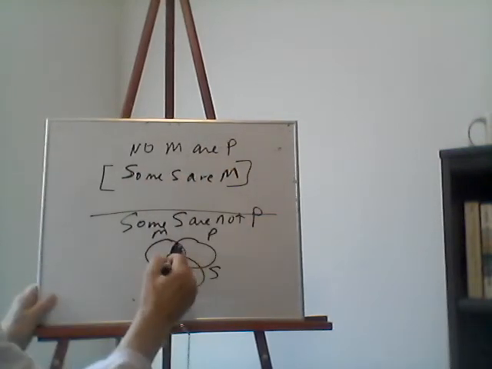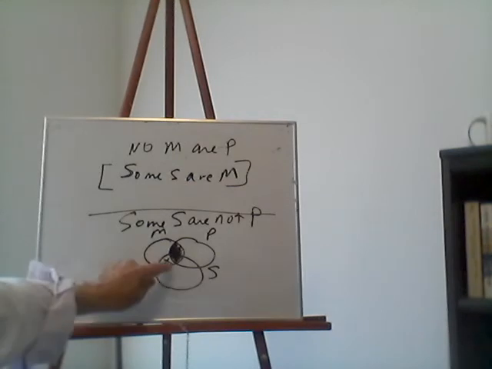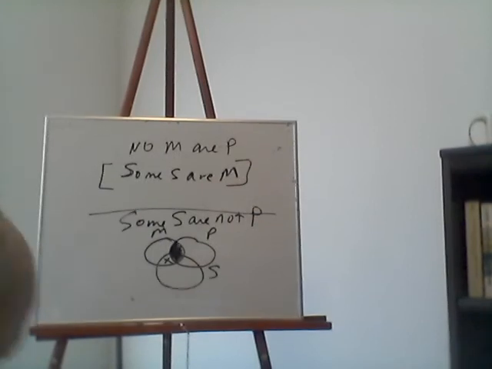There's something here. Some S are, that's a missing premise. Do we know that some S are not P? Yes, some S are not P. That makes it a valid argument. Okay, that was number 5. Number 6 is talking about the rules.